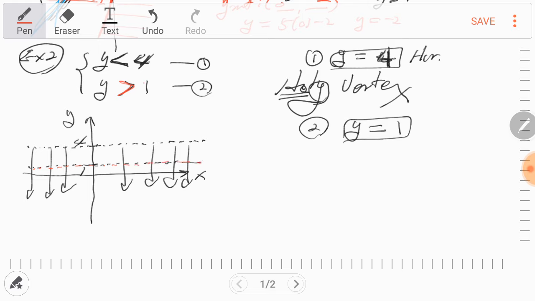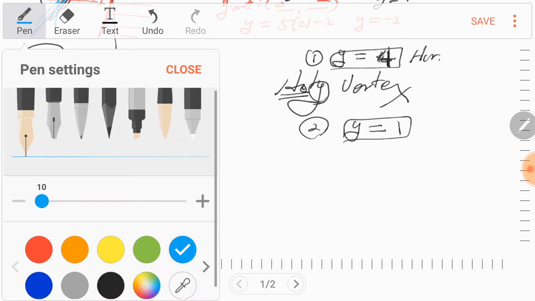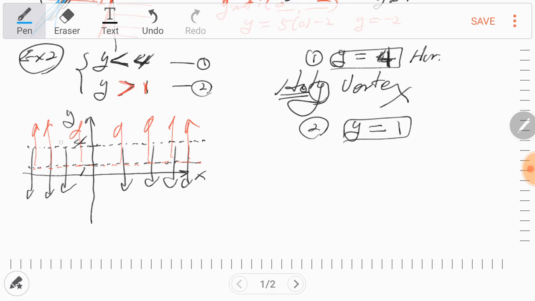And y is greater than 1. Greater than 1 means above the line. Above 1, greater than 1. So it will be above the line. So from here, the overlapped area is below the horizontal line and above the horizontal line on the second line. So below the number 1 horizontal line and above number 2 horizontal line. So this is the solution.